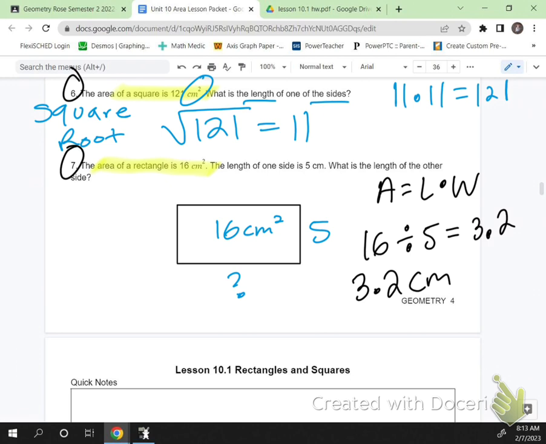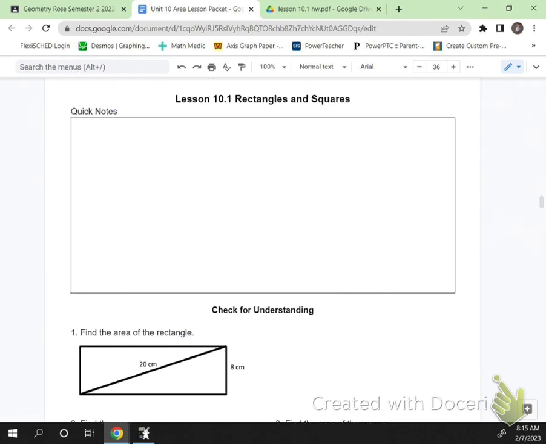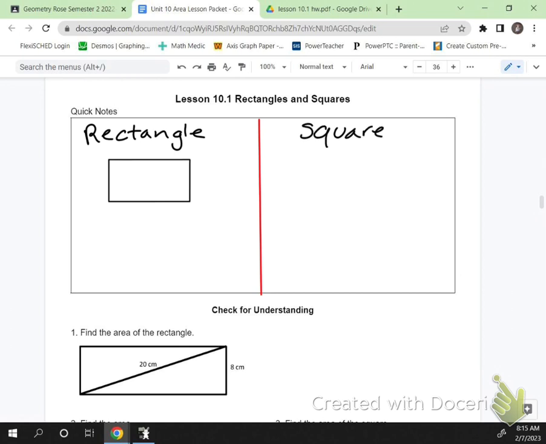Ready? Let's divide this in half. We're going to go over the properties of rectangles and squares and then their areas. So, a rectangle. Make a sketch of a rectangle. And then we'll talk about the squares. Sketch of a square. We're going to talk about the properties of these two shapes.